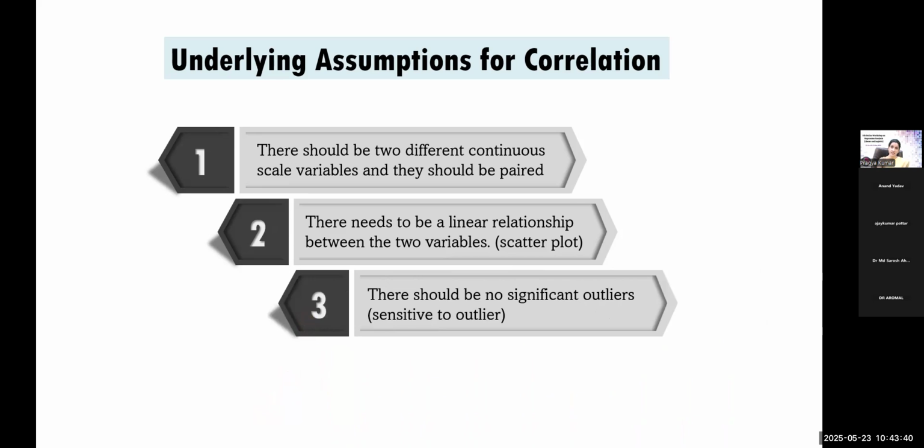And then the next assumption is that there should not be significant outliers, because regression or correlation is very sensitive to outliers. And in descriptive statistics, we'll tell you how to check for the outlier. Yes. In case of descriptive statistics, those of you who have attended our previous workshop, you can just type in the chat box, how do we check for that? Or you can unmute and answer.